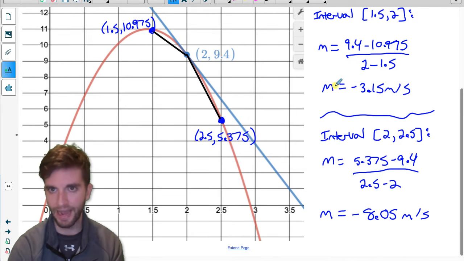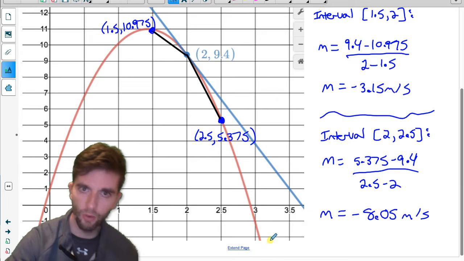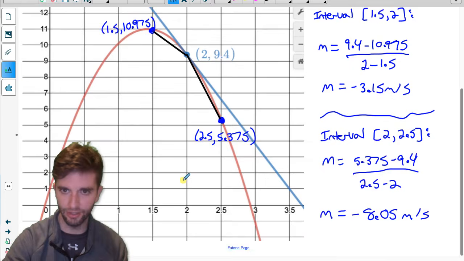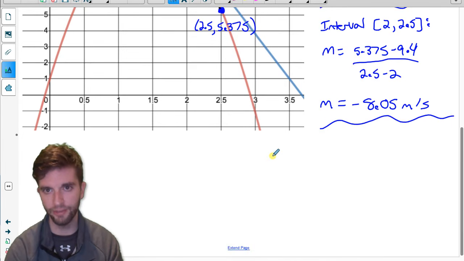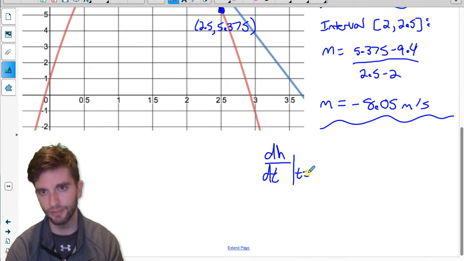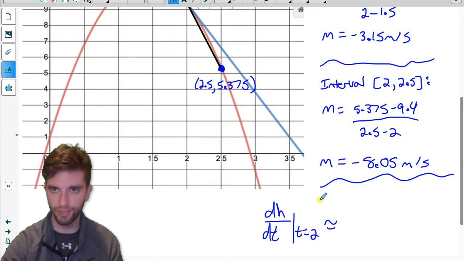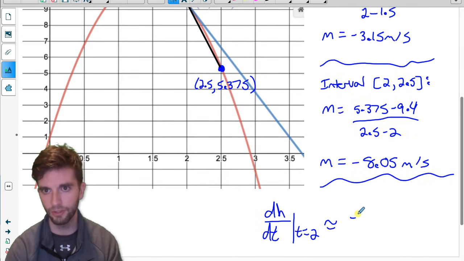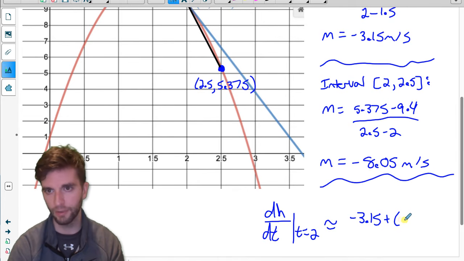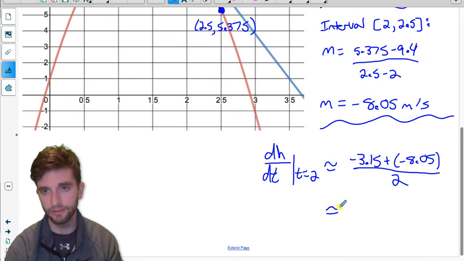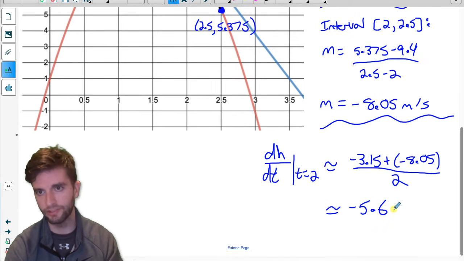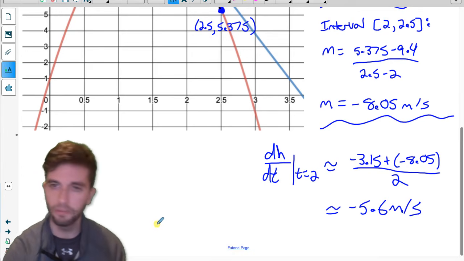We could say that the average of those two slopes would be a good estimate for the slope of that tangent line. So our estimate for the instantaneous rate of change of the height with respect to time, when time is 2, would be approximately equal to the average of those two secant slopes. How do we average two numbers? We just add them and divide by 2. So negative 3.15 plus negative 8.05 divided by 2. And we get negative 5.6 meters per second.